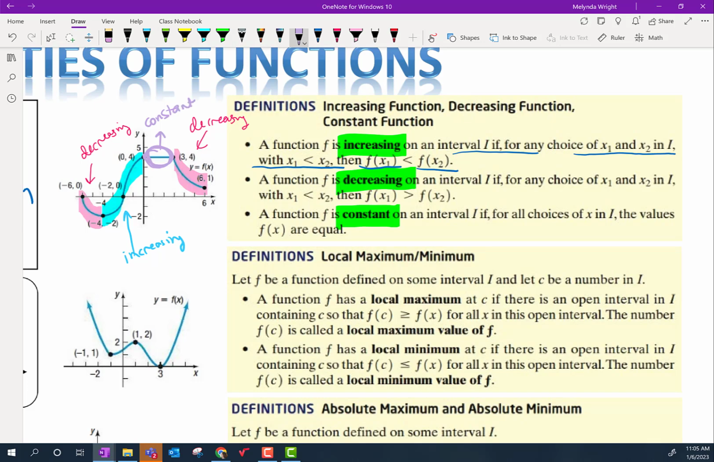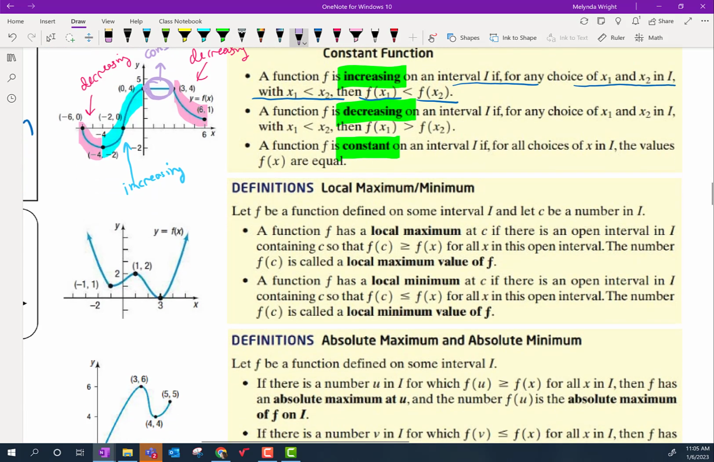It is not increasing or decreasing. I mean, that's it. It's constant. It's staying level. A horizontal line would be considered constant. Okay, so how are we doing on increasing, decreasing, and constant? Is everybody okay? Okay. So now let's look at another scenario.